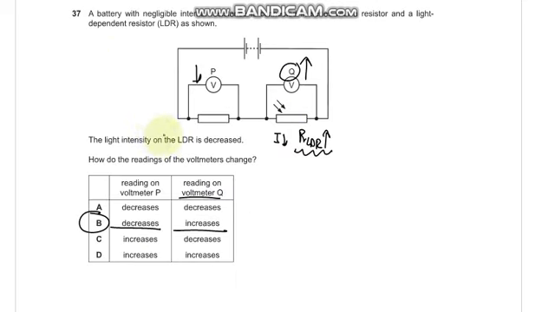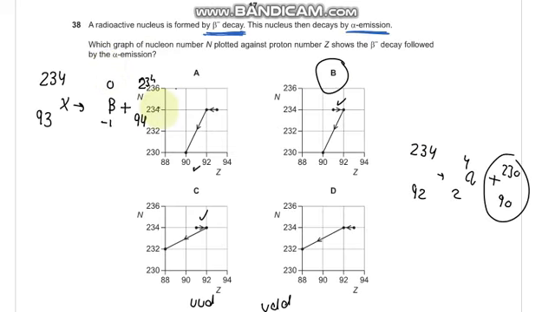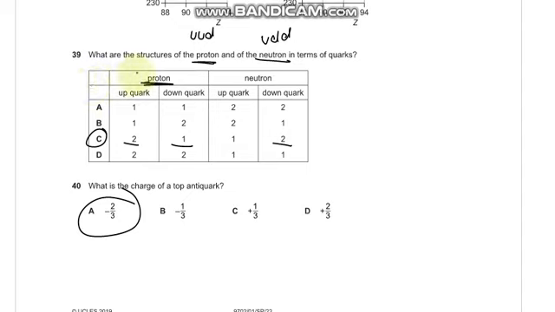Question number 37 says that the light intensity on the LDR is decreased, so the resistance of the LDR would increase and the value of P would decrease. So B is the appropriate answer. Question number 38 says that first a beta negative decays, so there would be an addition of a proton number, and then an alpha decays, so there would be a reduction of 4 and 2 from the mass and charge number. B is the appropriate answer. Question number 39 says what represents proton and neutron, so that's C. And question number 40 says what is the charge of a top antiquark, so that is negative 2 by 3e. So that's it for this video.